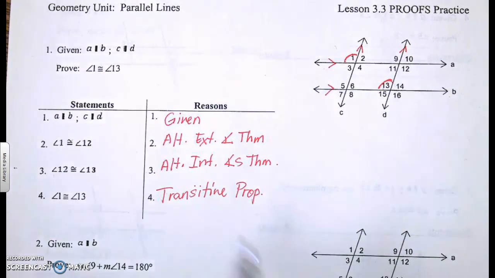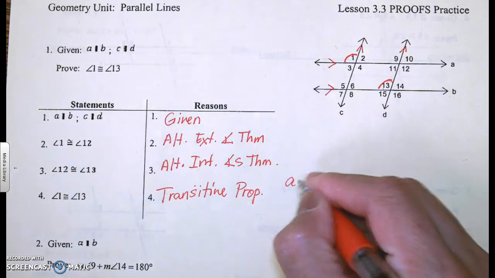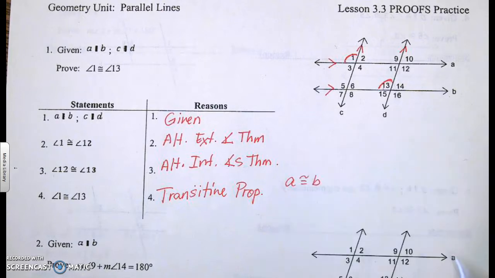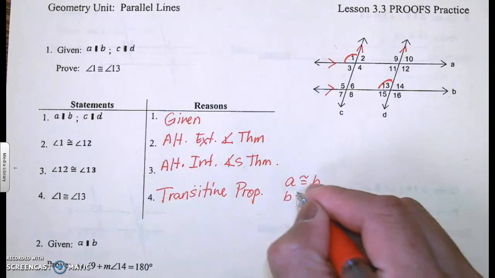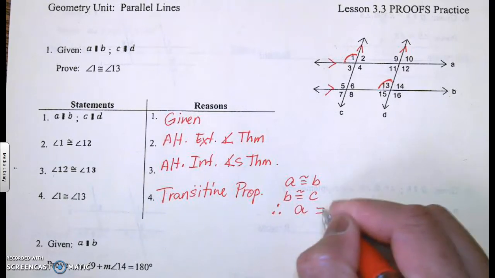So real quick, what is the transitive property? The transitive property states that if A is equal to B or congruent to B and B is congruent to C, therefore you can conclude that A is congruent to C.